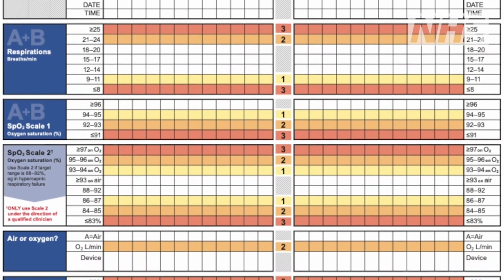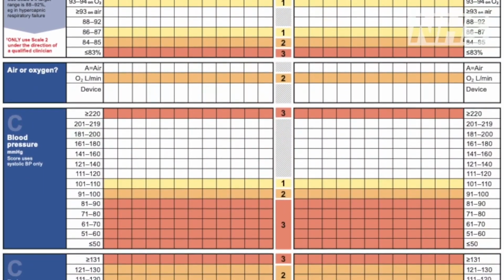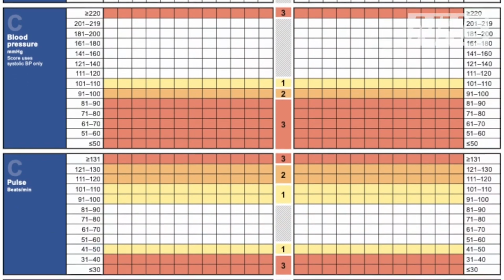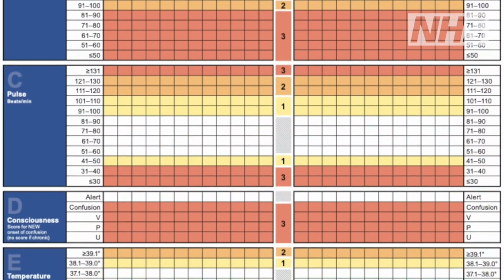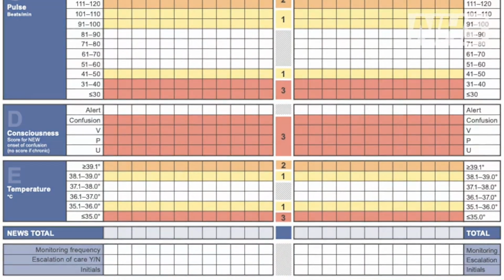Each vital sign should be written down on a paper NEWS chart or entered onto an electronic observation system. If you are using a paper chart, then it needs to be printed in colour so that you can calculate the final score.